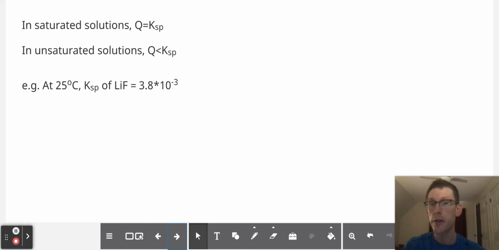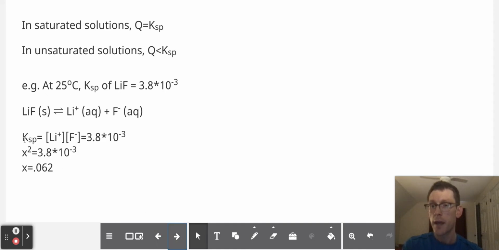And if a solution hasn't quite reached its maximum concentration, it will be unsaturated, and Q will be somewhat less than Ksp. So if we look at, say, lithium fluoride at 25 degrees Celsius, its Ksp is going to be 3.8 times 10 to the negative third. And that's calculated via this.